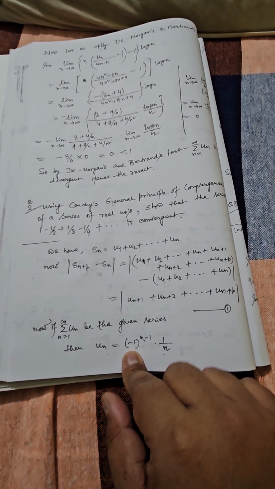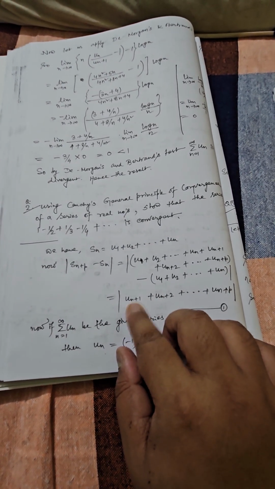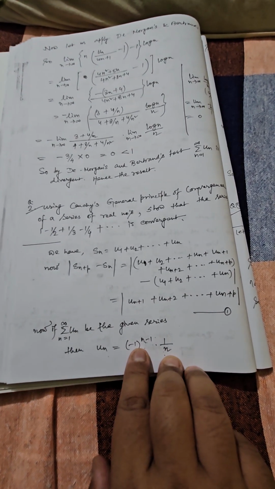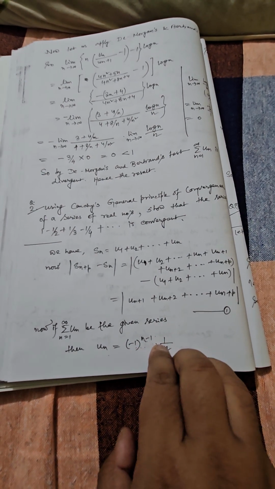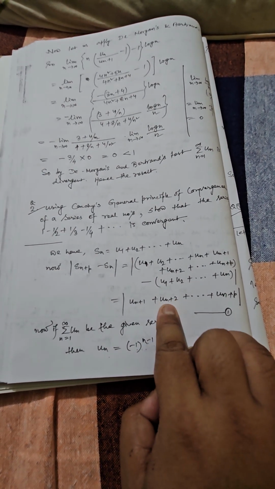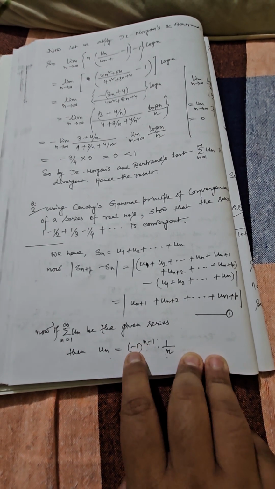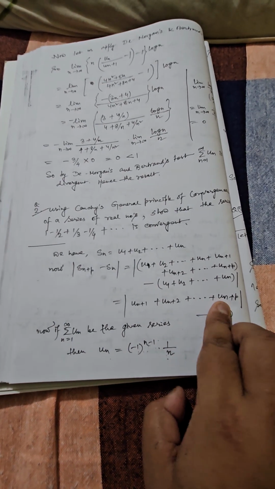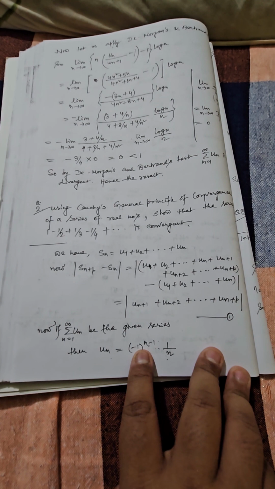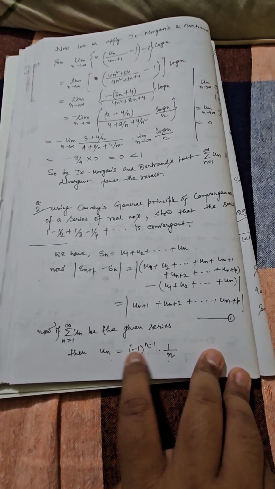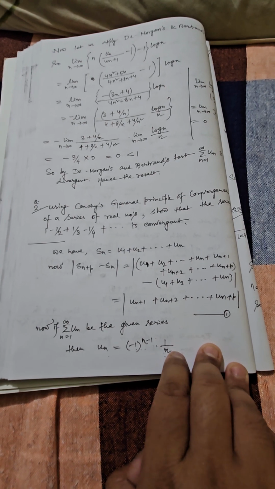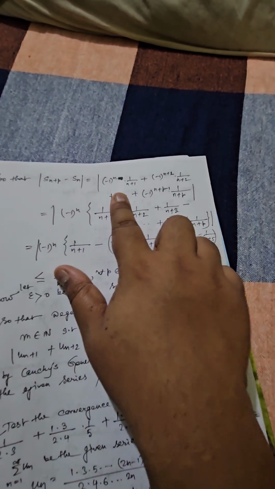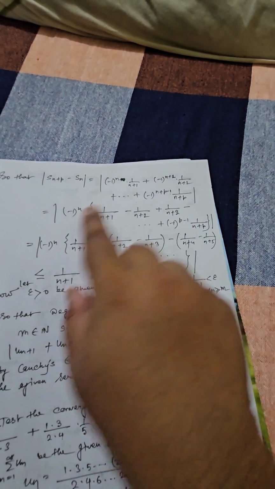Similarly, you can get the third term, fourth term, and so on. After getting un, you can easily find the value of un plus 1. Un plus 1 will be what? Just replace n by n plus 1 in this expression, then you will get minus 1 whole to the power n, divided by n plus 1. Un plus 2 will be, n replaced by n plus 2, that means minus 1 whole to the power n plus 1, then 1 by n plus 2. Continuing in this way, you can find un plus p, that means n replaced by n plus p, so minus 1 whole to the power n plus p minus 1 into 1 by n plus p, where n is definitely a natural number.